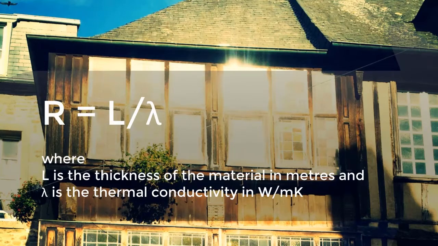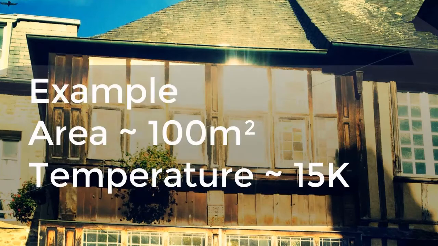and R value is a function of thickness, which R value equal to L divided by lambda, where L is the thickness of the material in meters and lambda is the thermal conductivity in watt per meter Kelvin. Using hypothetical figures, say for an area equal to 100 meters squared and temperature difference being 15 Kelvin, using the heat transfer formula, we are able to calculate heat transfer at different R value as tabulated in the table.